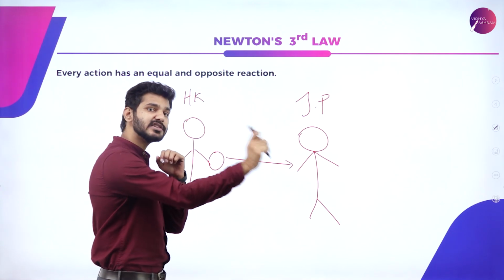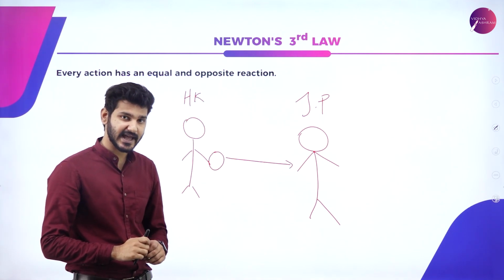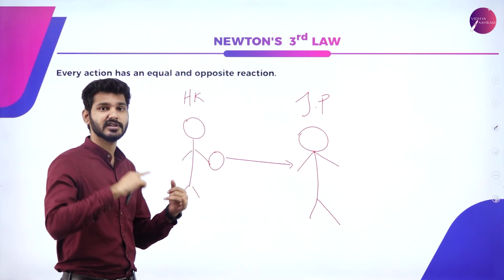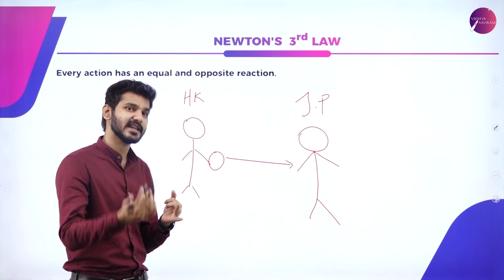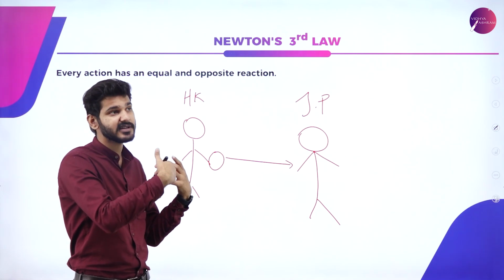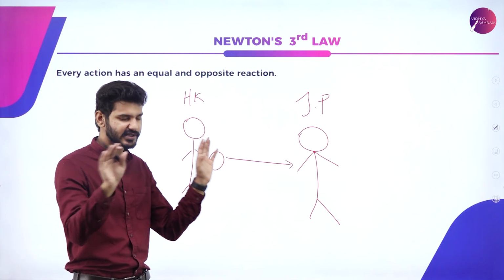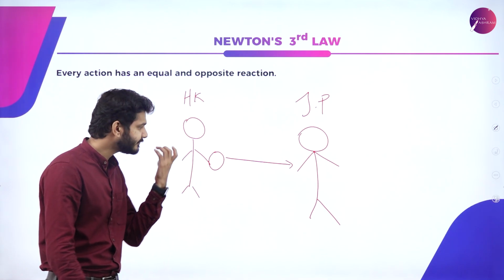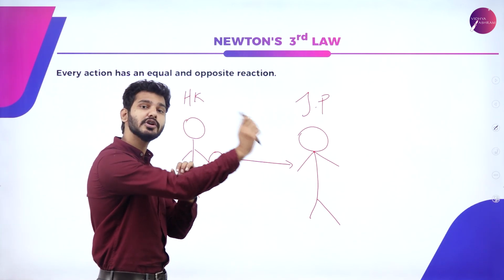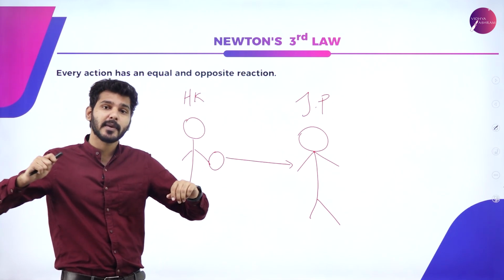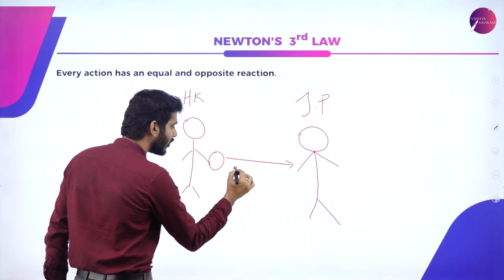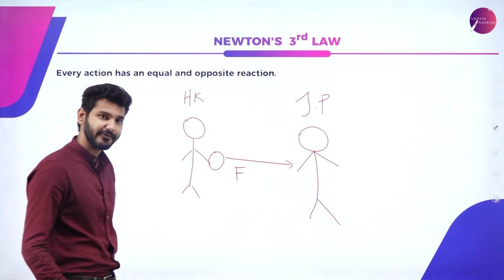While throwing this ball to him, imagine that I'm in space, which means there is no friction, there is no gravity. There is gravity, but I'm experiencing forces of gravity equally in all directions. Let's just assume that there is no gravity felt on me. But anyways, I'm throwing this ball towards him. So what is happening? I'm exerting a force onto this ball. I'm throwing this ball with a force of F.